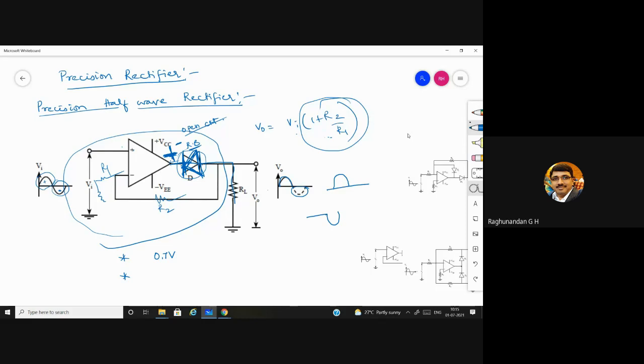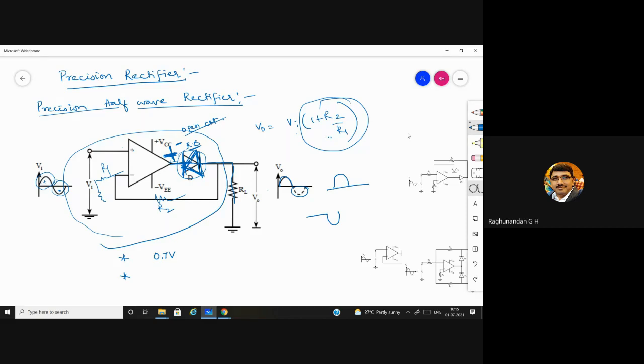And here there is one problem. If the op-amp goes into saturation, it is going to limit the frequency response. As you know, plus VCC and minus VEE, the saturation property which we have already discussed.